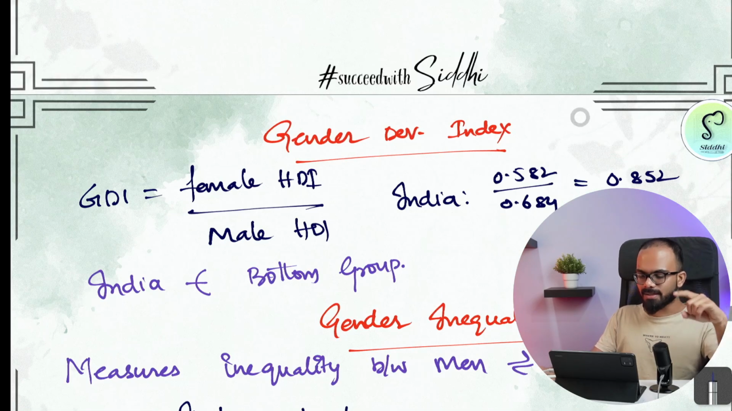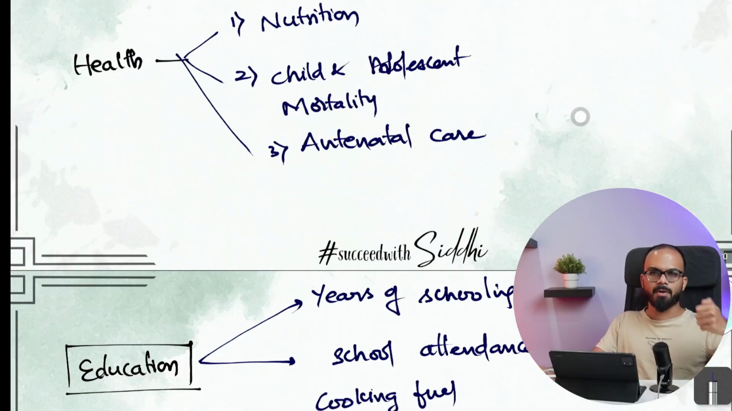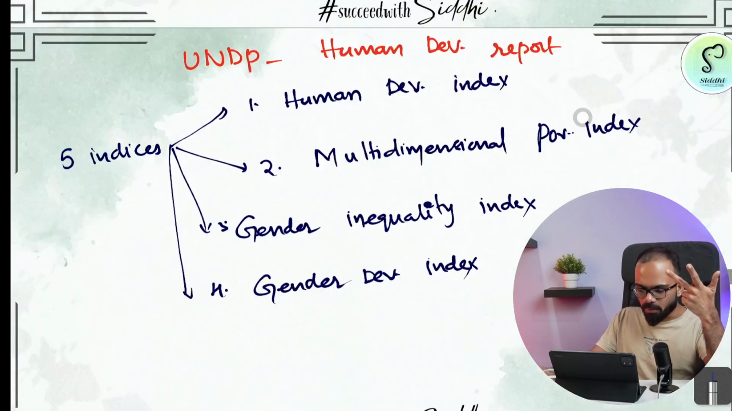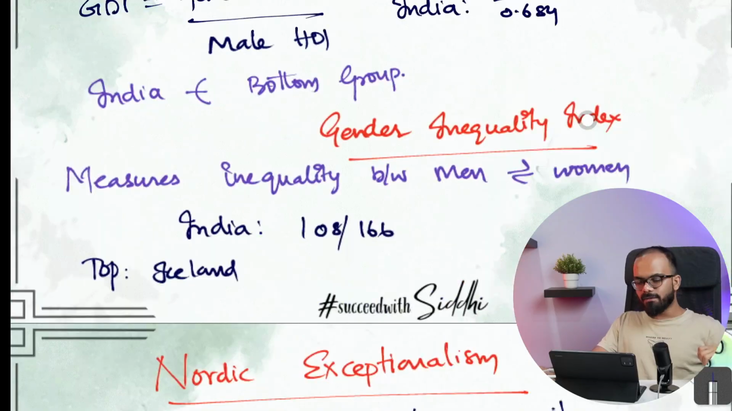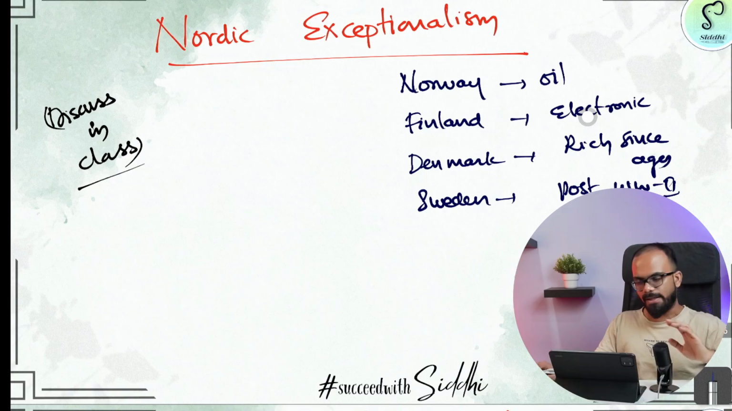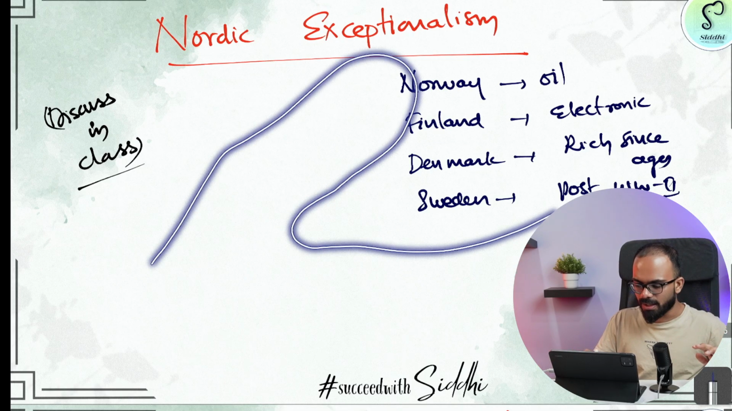As we discussed these indices, for example the Multidimensional Poverty Index and India's MPI, then the Human Development Report, in which we spoke about the Human Development Index, Gender Development Index, and Gender Inequality Index, one common observation is that Nordic countries always top these indices. There are different reasons for this. Nordic countries include Norway, Finland, Denmark, Sweden, etc., which are around the Baltic Sea region.